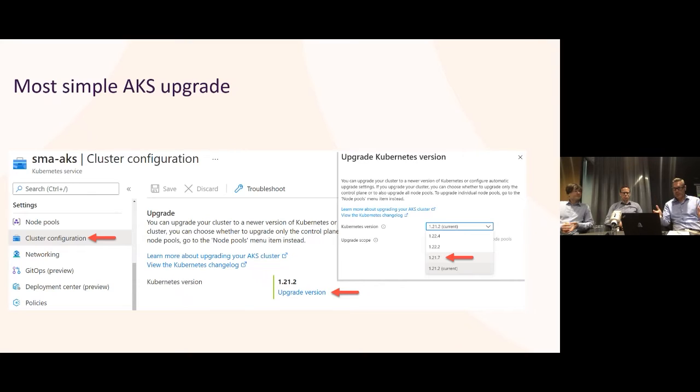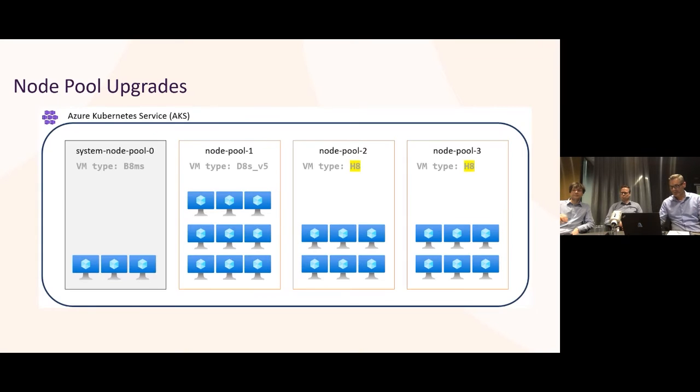Now, this worked for us great in the beginning when we didn't have that much workload on those clusters. And we also had just one node pool. That's it. So that worked fine for us. It wasn't risky at that time, but it became super risky when the number of services increased drastically and the traffic increased.